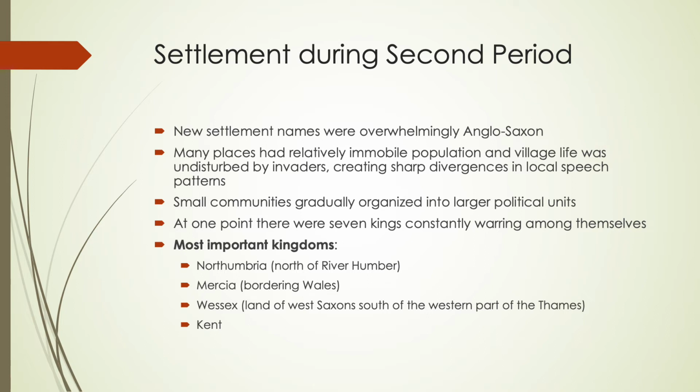And then there were a few other kingdoms as well, so some of the others were Essex, Sussex, and East Anglia. These terms and these names still exist in England today and represent where these areas sort of originated.